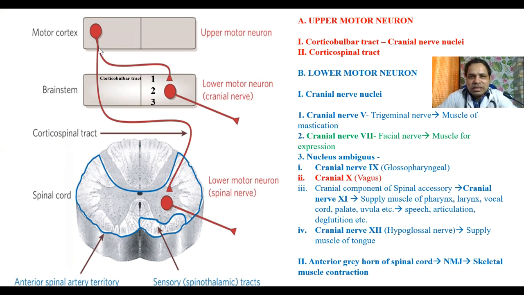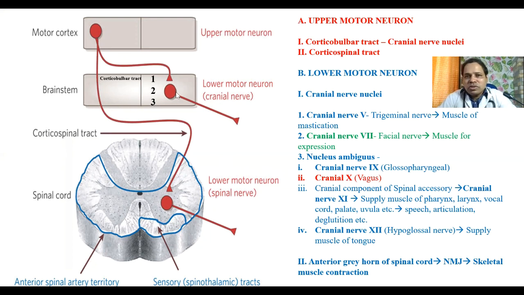Now, what you're seeing here is the motor cortex, and this is called the corticobulbar tract, which is one upper motor neuron. So you can label it as upper motor neuron 1. And from the cerebral cortex, what comes to the spinal cord becomes one more upper motor neuron, also called the corticospinal tract. So first is the corticobulbar tract and one more is the corticospinal tract. So there are two upper motor neurons.